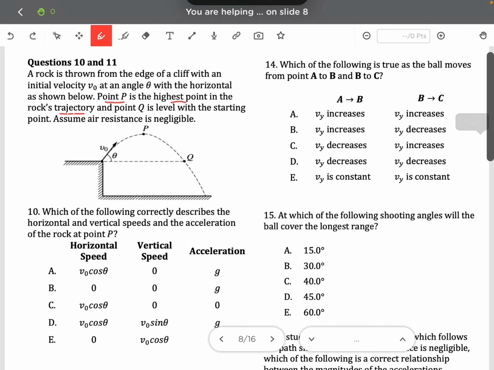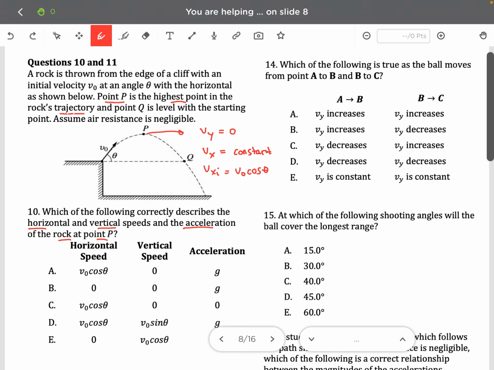Question number 10, which of the following correctly describes the horizontal and vertical speeds and the acceleration of the rock at point P? So at point P here, it is the maximum height, so therefore the vertical velocity there, Vy, is equal to 0. Now our horizontal velocity is constant, and therefore this is just equal to the initial horizontal velocity, which is equal to V0 cosine theta.